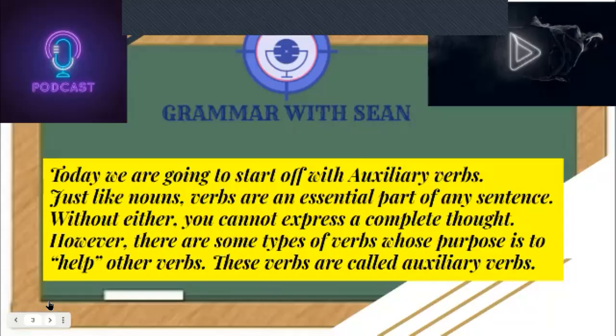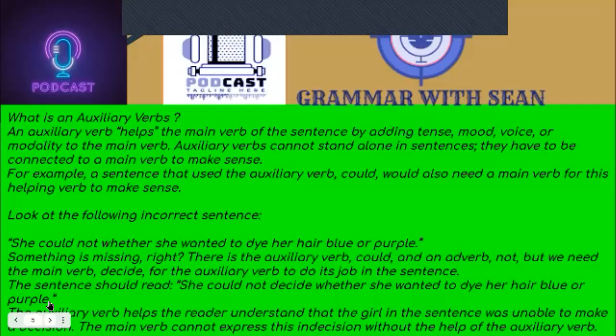Today, we're going to start off with auxiliary verbs. Just like nouns, verbs are an essential part of any sentence. Without either, you cannot express a complete thought. However, there are some types of verbs whose purpose is to help other verbs. These verbs are called auxiliary verbs. Let's see how to use them then.